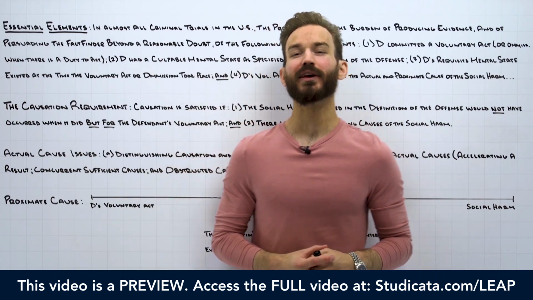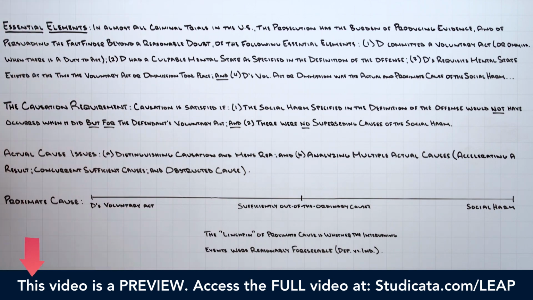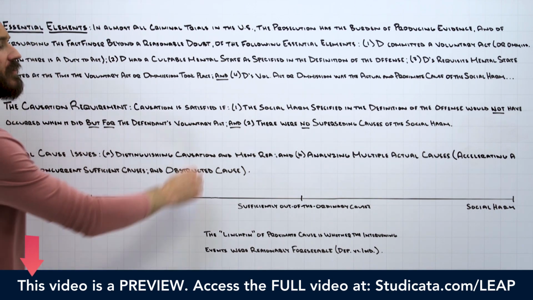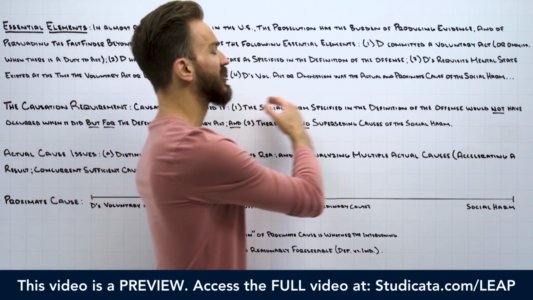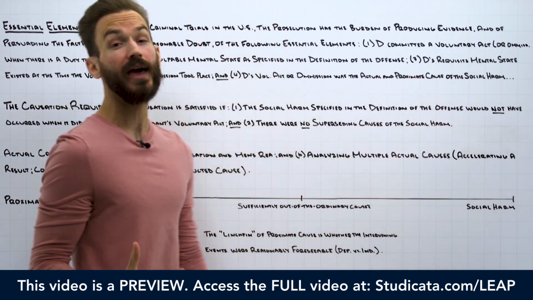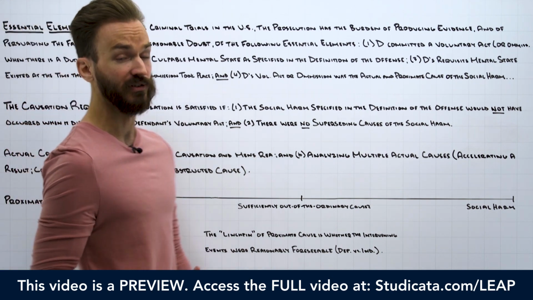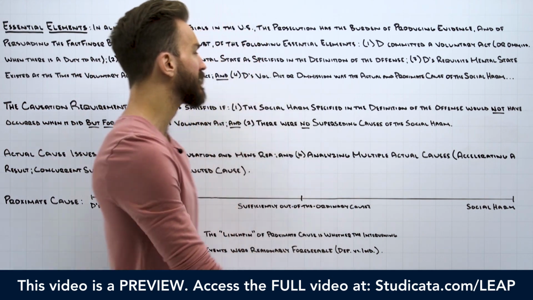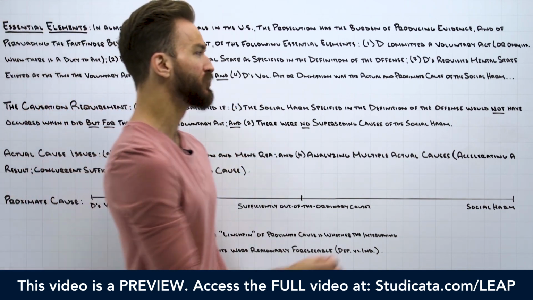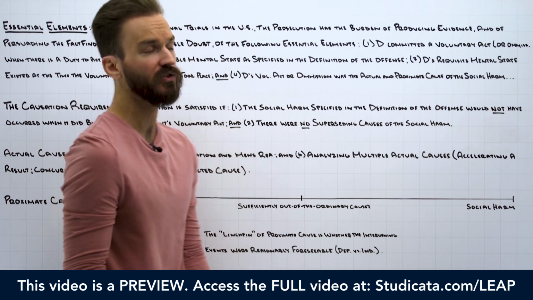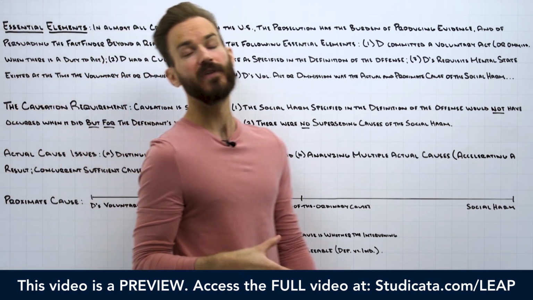In this lesson, we're continuing our discussion of the essential elements of almost all crimes. Specifically, we're going to focus on our fourth and final essential element, which is causation. Here we say in order to hold a defendant liable for a crime, the prosecution has the burden of proving that the defendant's voluntary act or omission was the actual and proximate cause of the social harm specified in the definition of the offense.